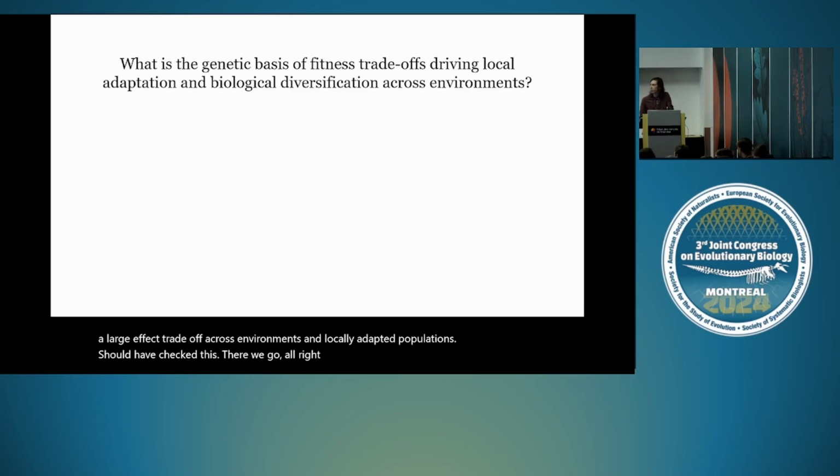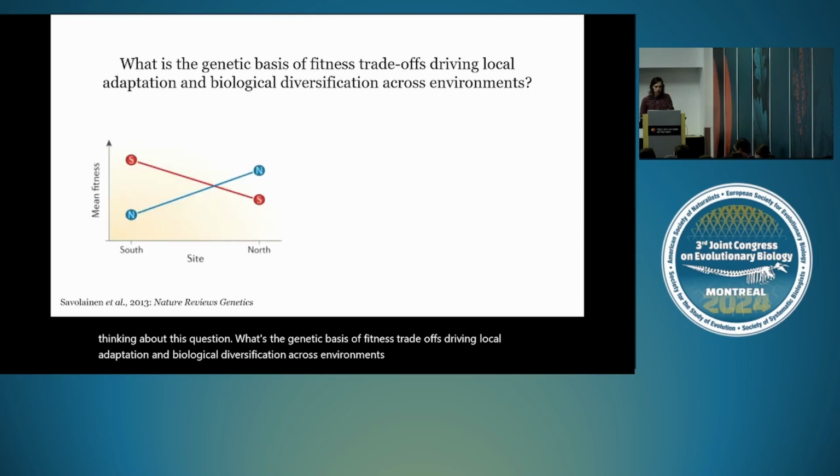So to start off, I'm primarily interested in thinking about this question. What's the genetic basis of fitness trade-offs driving local adaptation and biological diversification across environments? And I'm going to be defining local adaptation based on a native versus non-native fitness. So in this example, we've got two populations or ecotypes that each have a higher mean fitness in their home site than they do at their non-native site.